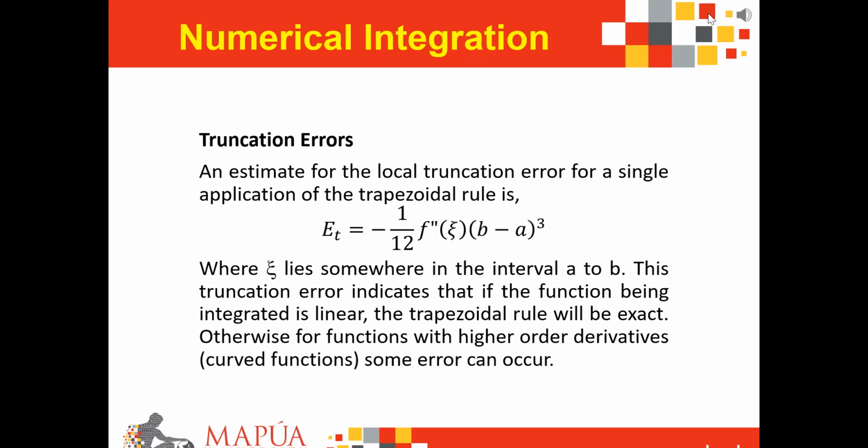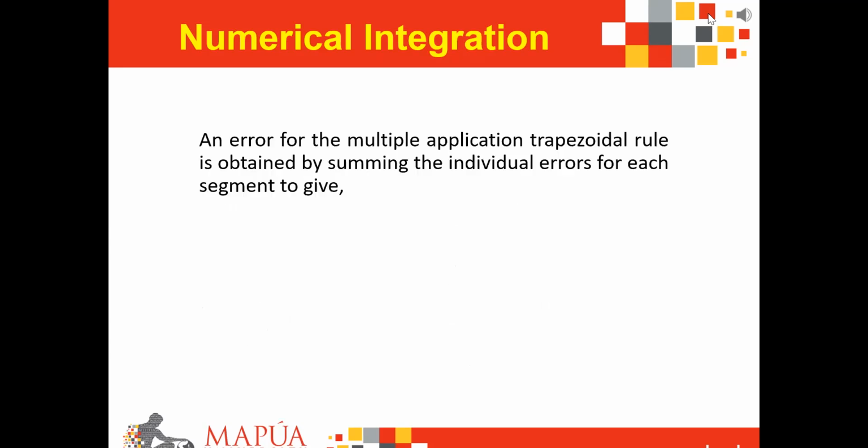This truncation error indicates that if the function being integrated is linear, then this trapezoidal rule, as I've mentioned, would be very accurate. Otherwise, for functions of higher order derivatives, like a curved function, eventually there would be some sort of error occurring. And this is the amount of error incurred when using a single trapezoidal rule. Hence, if you're using the multiple-application trapezoidal rule, you have to sum up these individual errors associated with each trapezoid, eventually giving you a formula much like this.